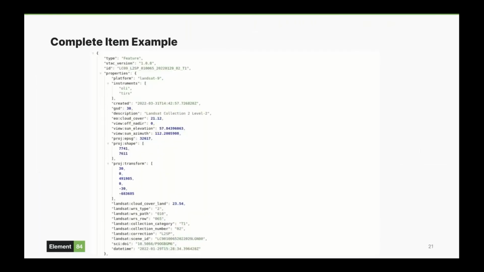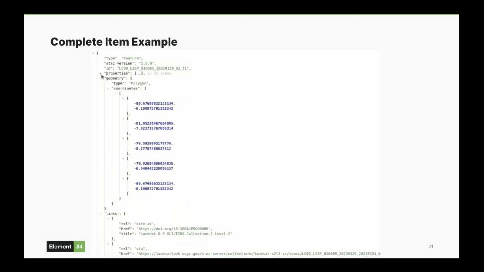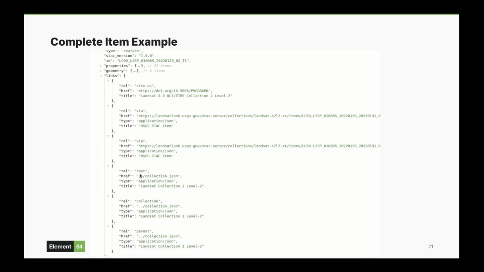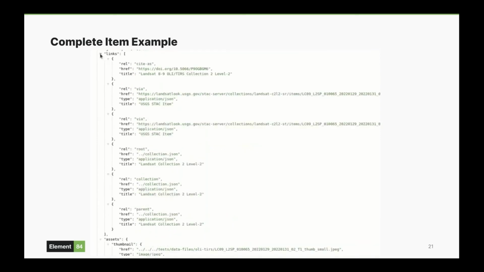So here's a complete item example. This is a Landsat example, and this really is just an example. It's not from any particular API. So you see we have the properties. There's a bunch of different STAC extensions being used, and the geometry. Under links, we have these via links. That's to go back to the original USGS MTL file that was used to create the STAC item.